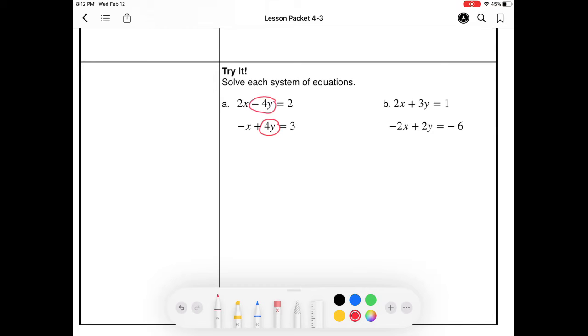In problem A, I have positive 4y in one equation and negative 4y in the other. So that's my clue that this is a good elimination problem and that I'm going to be eliminating y as my variable. Now that I identified which variable I'm going to eliminate, I'm going to go ahead and add the two equations together.